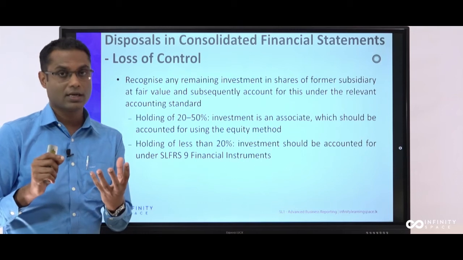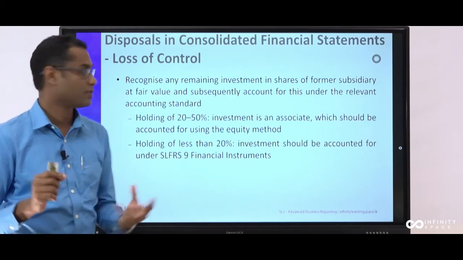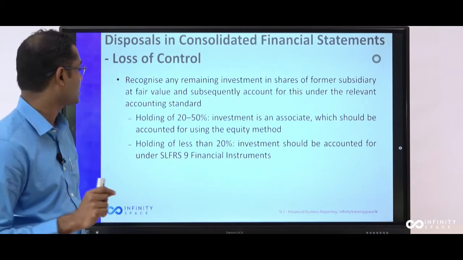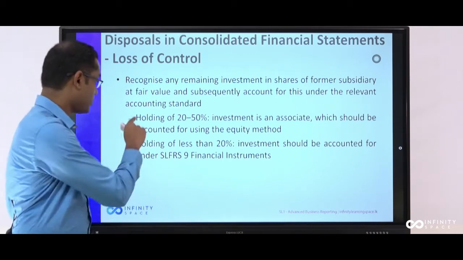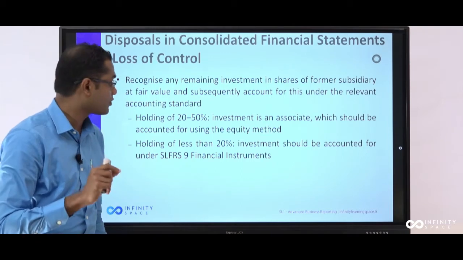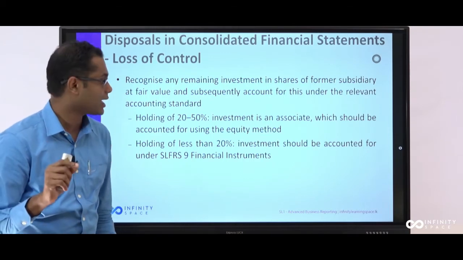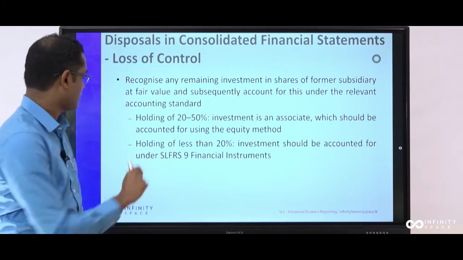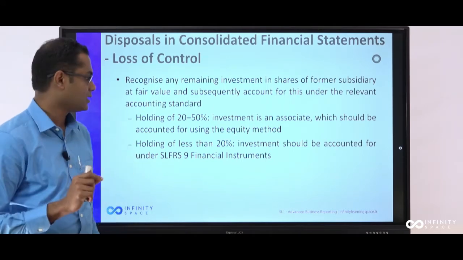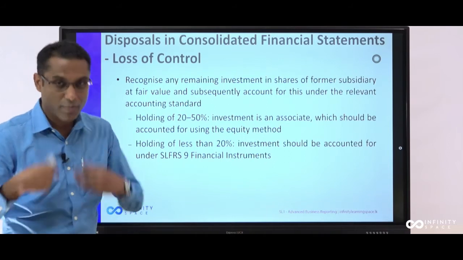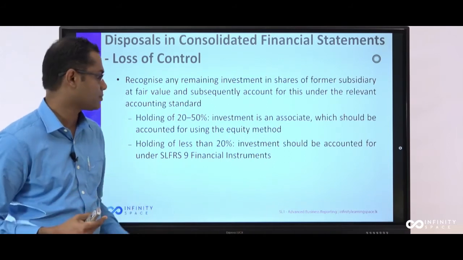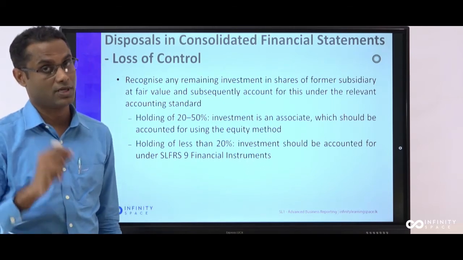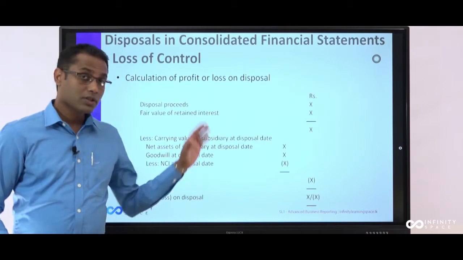If you have any retained investment, remaining investment, measure that at fair value and subsequently account for this under the relevant accounting standard. As I mentioned, a holding of 20 to 50% is an investment in an associate, which should be accounted for by using the equity method. If the holding is less than 20%, it's a normal investment, simple investment, trade investment. Investment should be accounted under SLFRS 9 Financial Instruments. Now the most important thing.